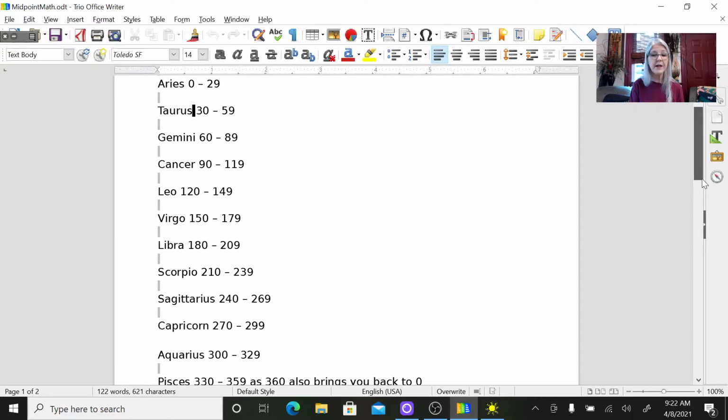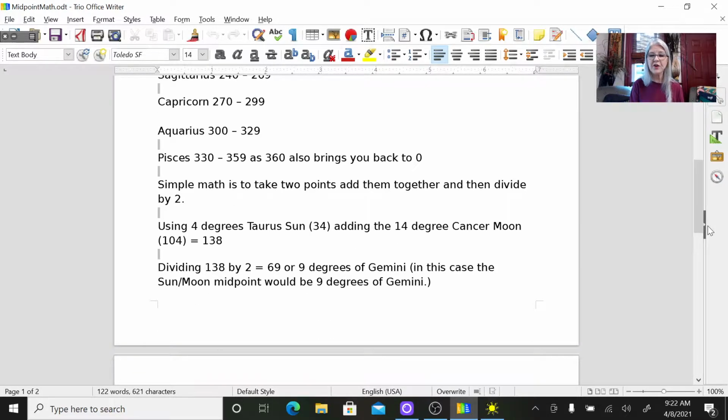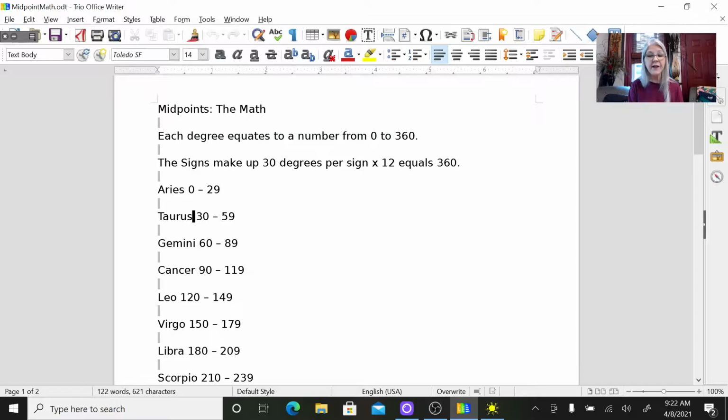If we're just playing, for me to show you the technique, because this is a fictitious person, it's not quite as important. We're going to take that number 138. When you put 34 with 104, you come up with 138. And you divide 138 by 2, bringing you to the number of 69. When you go back up here and you look where 69 falls, it's Gemini, 9 degrees.